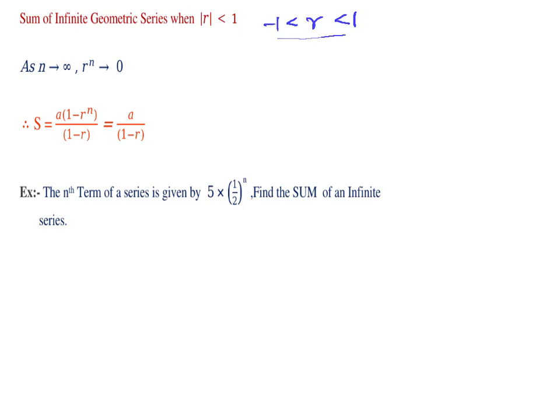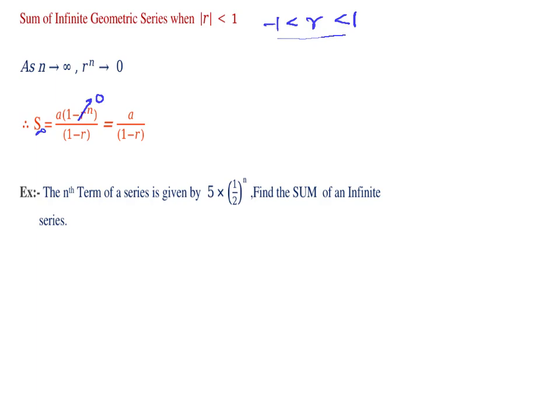As n tends to infinity, r to the power n tends to 0. So this is the formula we derived earlier, S equals a times (1 minus r to the power n) upon 1 minus r, for the sum of a geometric series for n terms. As n tends to infinity, r^n tends to 0 with this condition, r greater than -1 and less than 1. So we will be left with the sum of the infinite series, a upon 1 minus r.